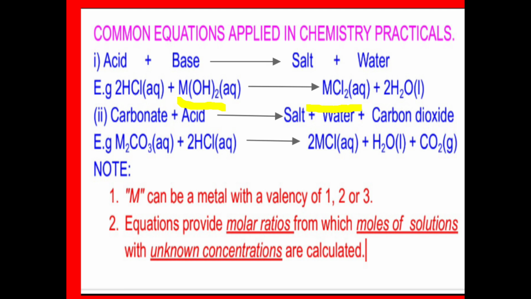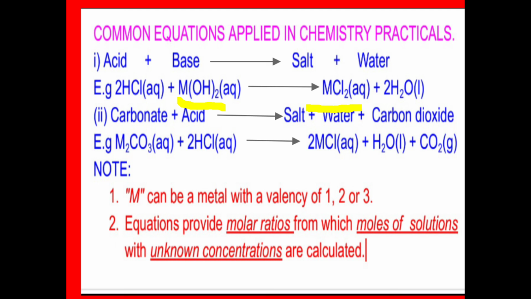So if they tell you that M is a metal in group 2, a metal in group 3, a metal in group 1, or M has a valence or oxidation state of this, you apply that to write the correct equation of reaction. So when we are in a practical, expect to find questions on acid-base reaction or acid-base titrations.